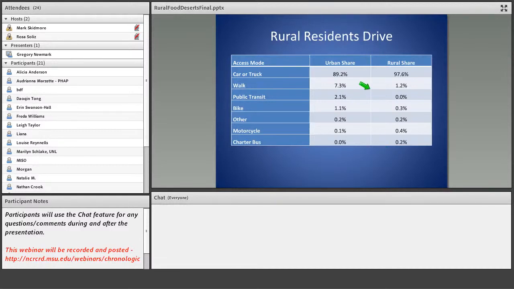By contrast, the walk share for urban residents was 7.3% for shopping trips, which is pretty high, given how little Americans walk, and the transit share was also relatively high, 2.1%.